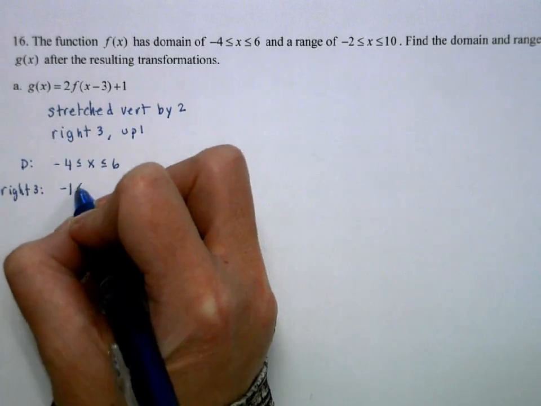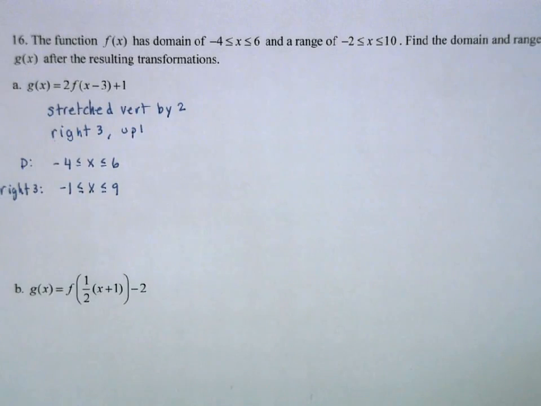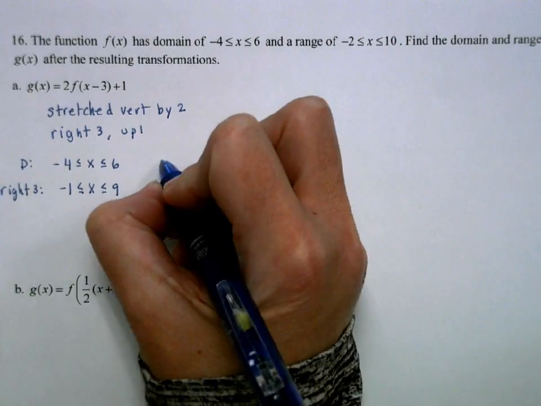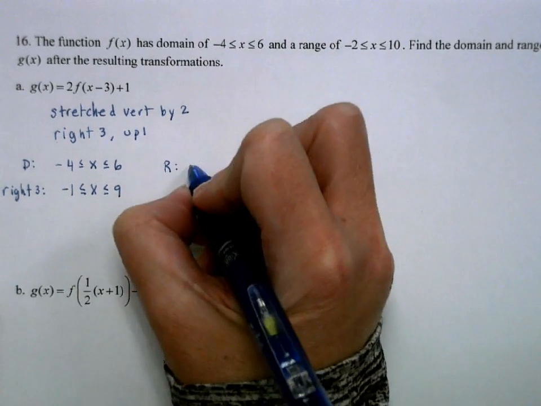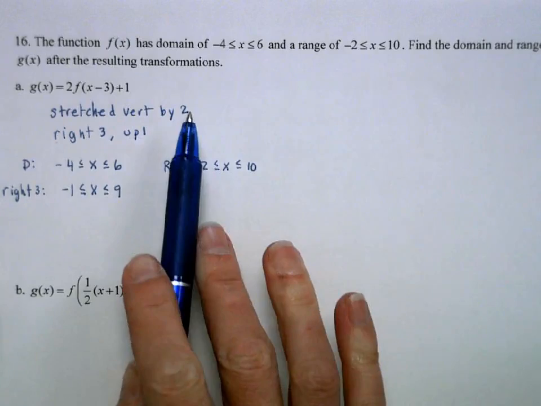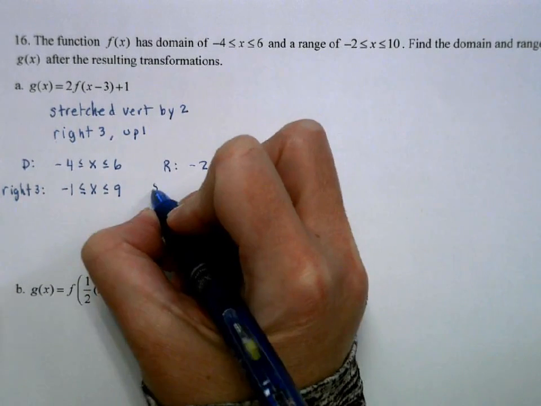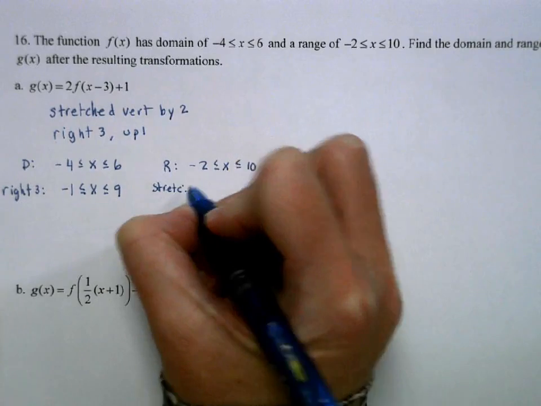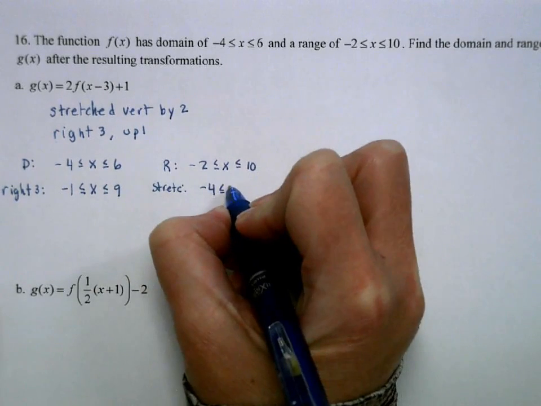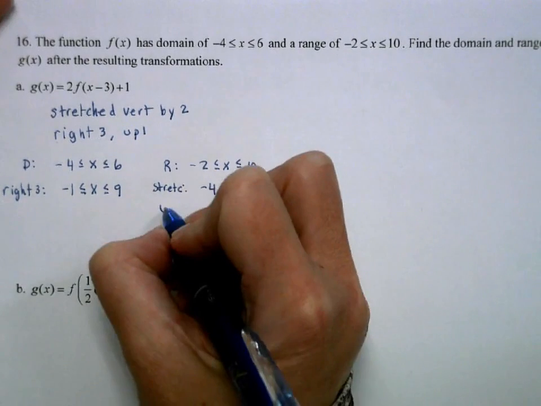For my range, we're starting at -2 to 10. We're first going to stretch it vertically by a factor of 2, which is going to make this negative 4 and 20. And then it's going up 1, which means this is going to be at negative 3, and this will be at 21.